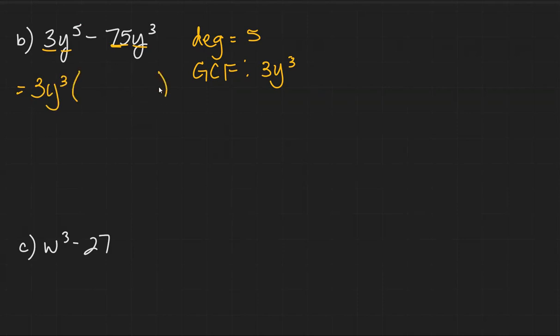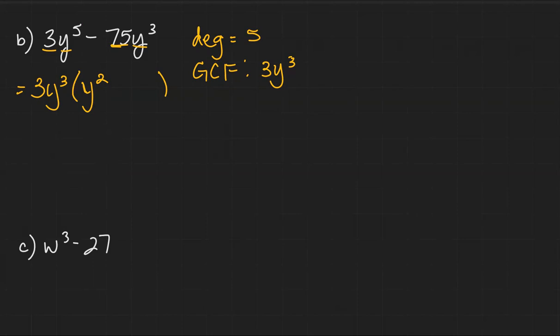Okay, what do we have left when we divide that out? 3 divided by 3 is 1. y to the 5th divided by y cubed. You guys know how to do that now from 5.1, right? We subtract our exponents, so it's going to be y squared, right? You just subtract the exponents, so this is going to be y to the 5th minus 3, which is y squared.